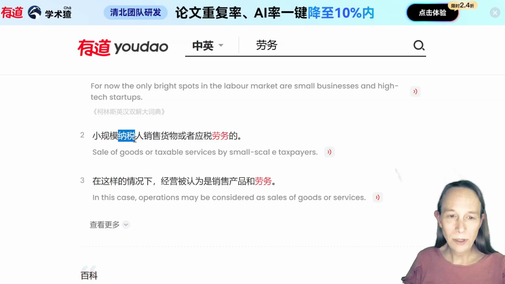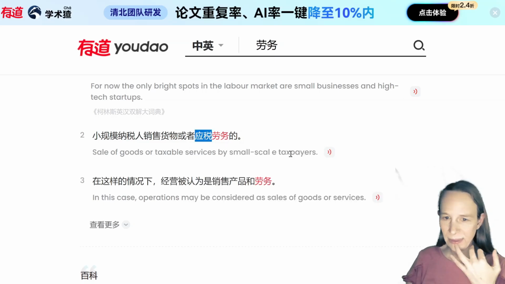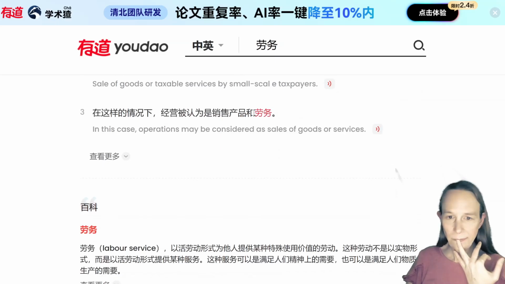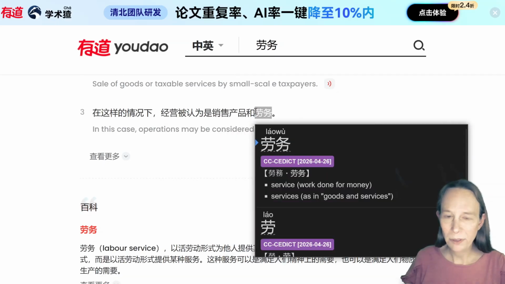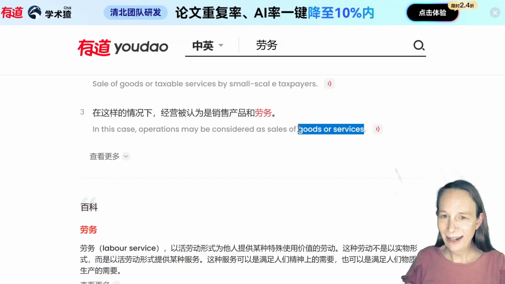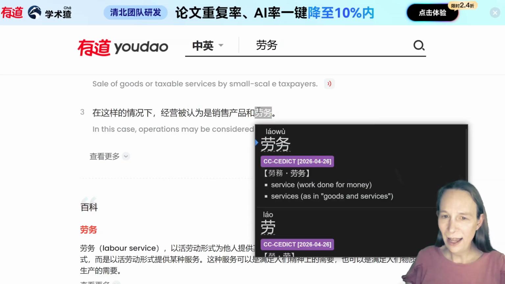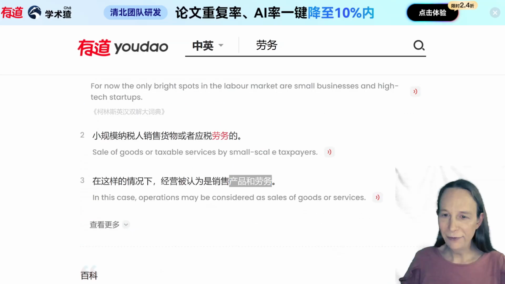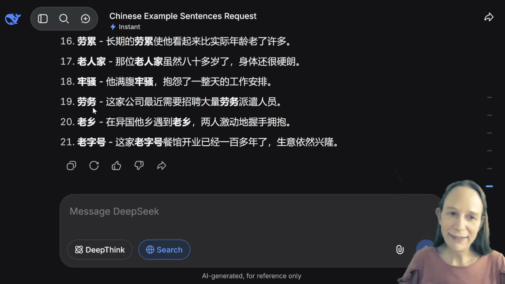小规模纳税人销售货物或者应税劳务的. What's 应税? 产品和劳务. So product, goods and services, is that right? 产品 is goods, 劳务 services. Okay, so maybe I should put those together. Goods and services. Money can be exchanged for goods and services. All right, we get the rough idea.